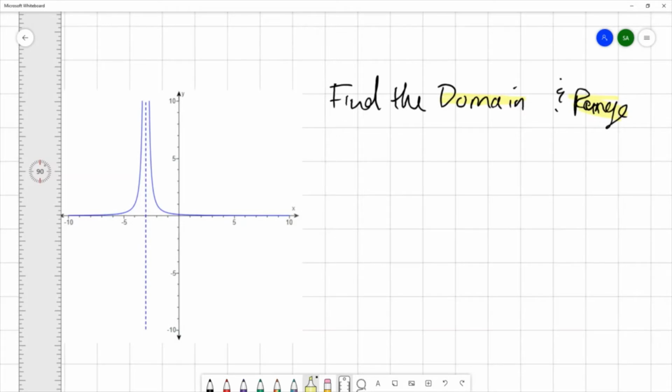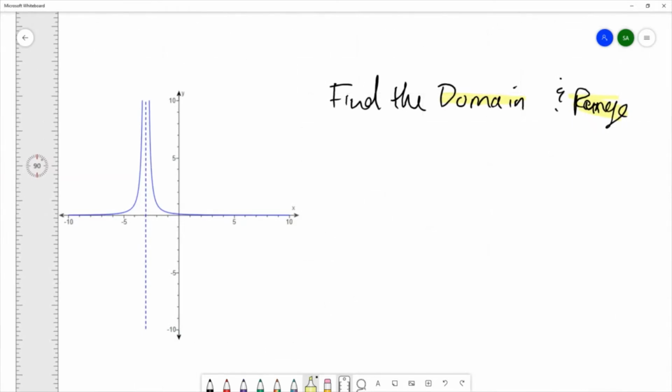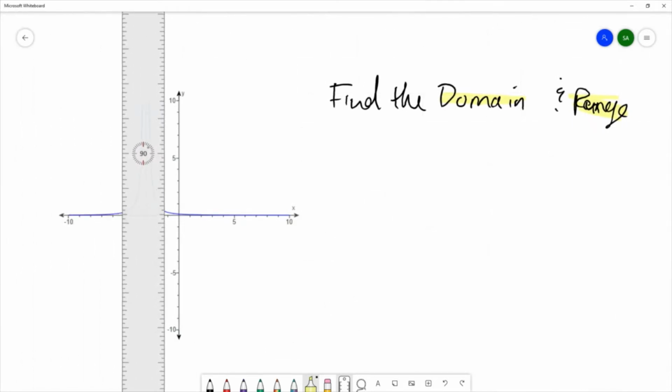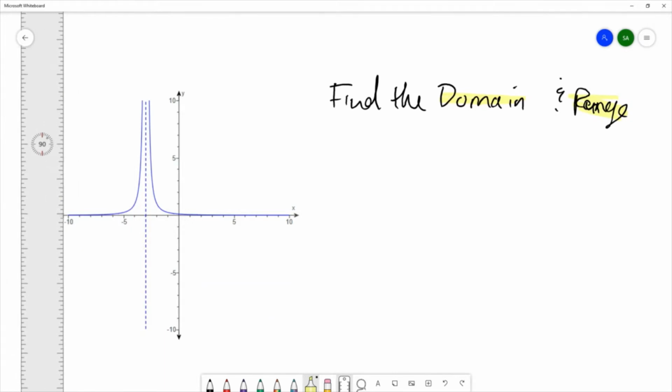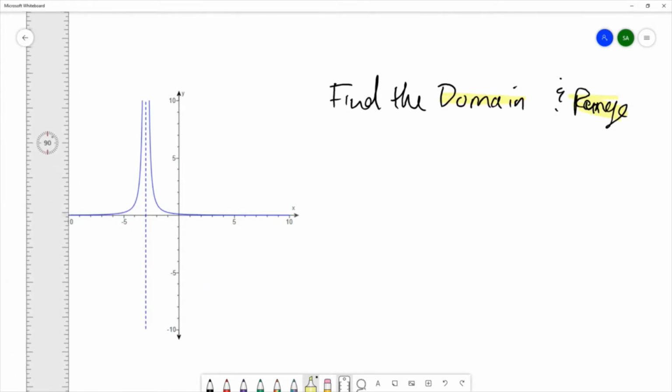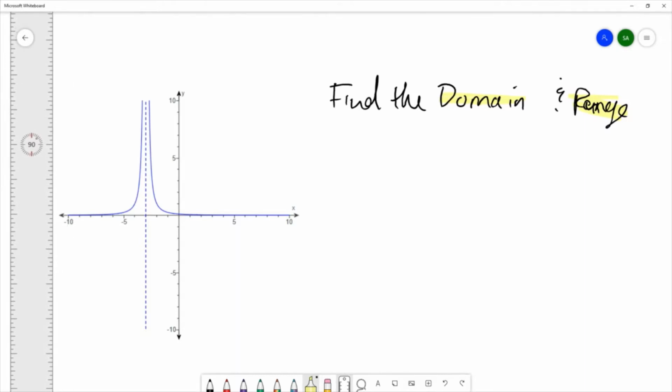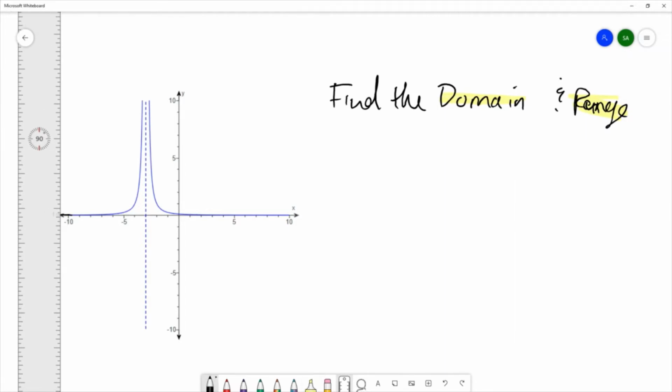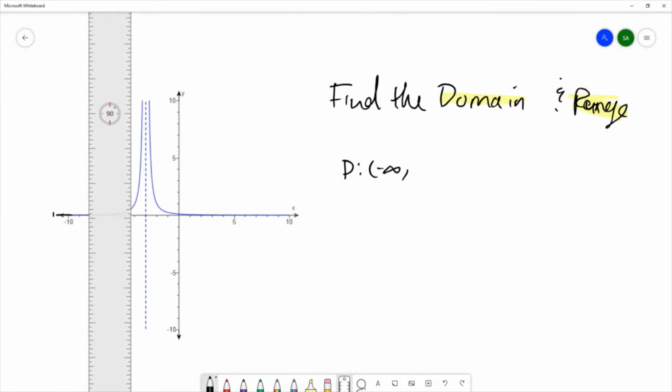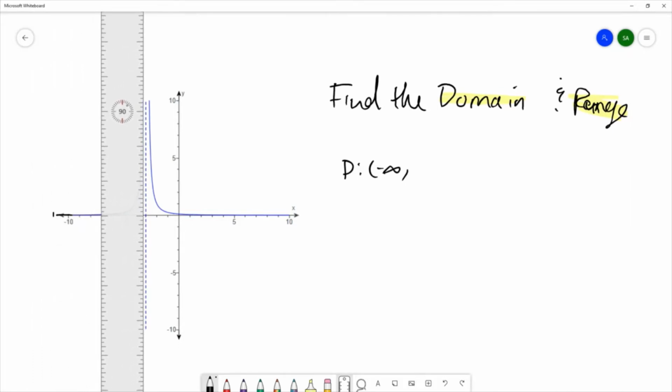So I want to write it in interval notation, so I'm going to go from left to right. And the first time my ruler is hitting the graph is right here. It's a little bit hard to tell, but I believe this line is continuing on forever here. So I would say that this domain starts at -infinity and continues until we get to this vertical dashed line here.